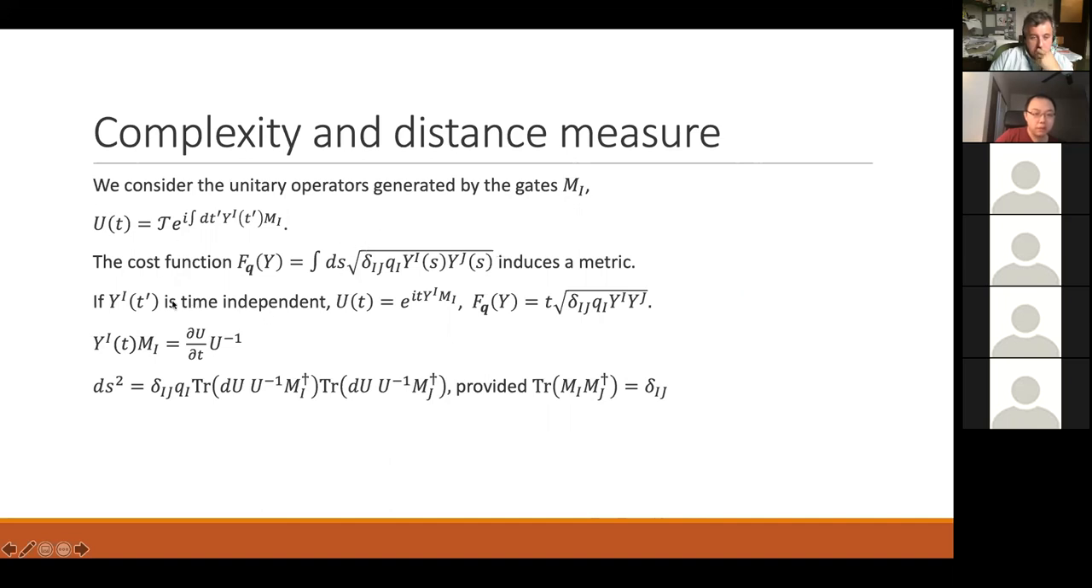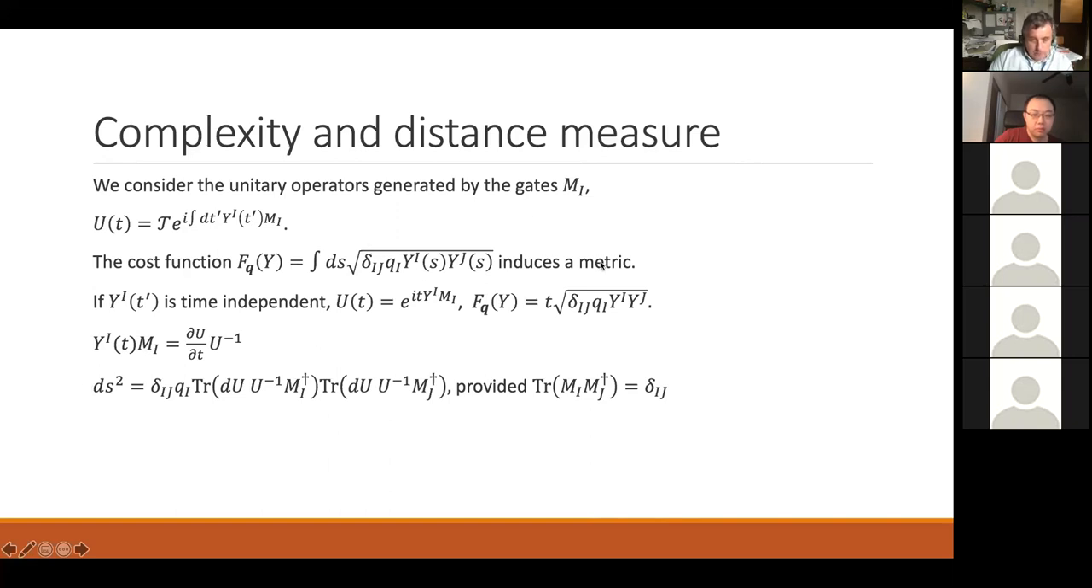Taking the simplest example, we are considering a quench dynamics where u_i is time independent, then the unitary operator can be written into this form, and the cost function is nothing but a kind of field strength related to those gate operators, multiplied by the time t.